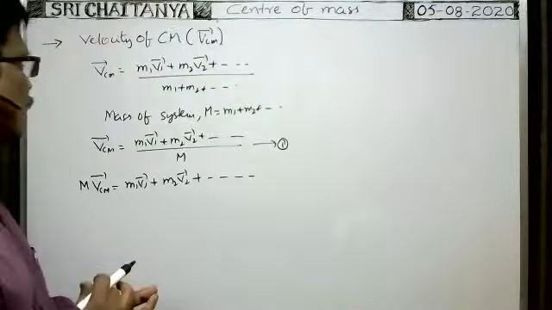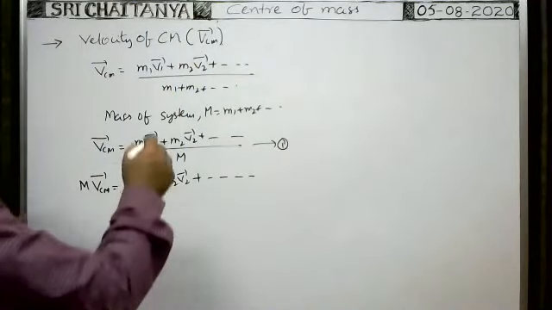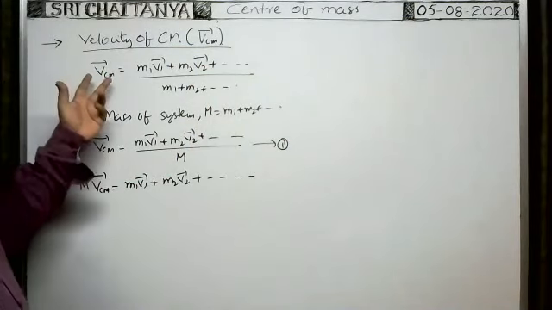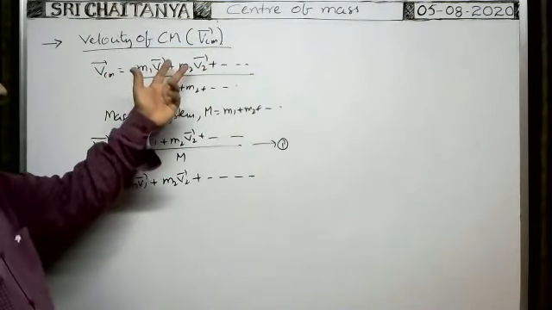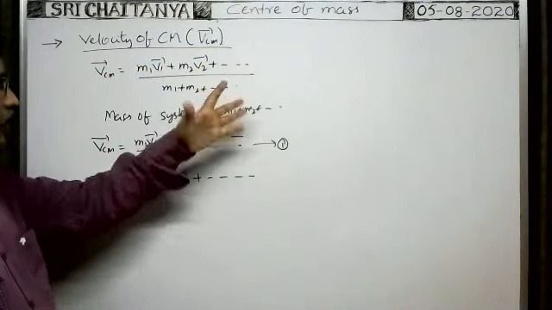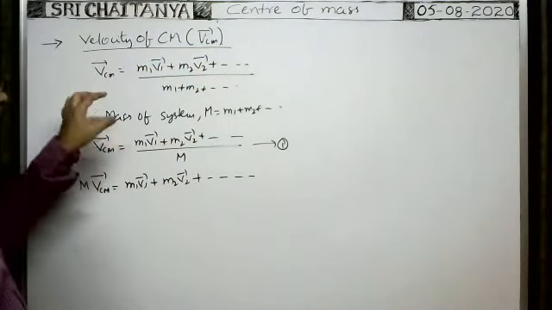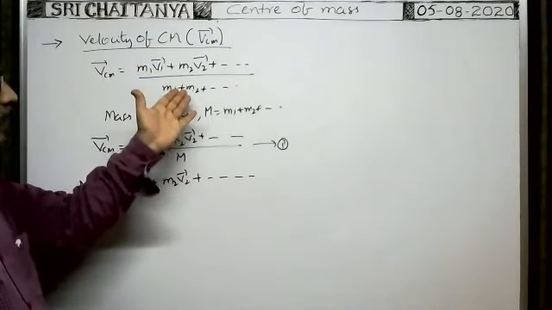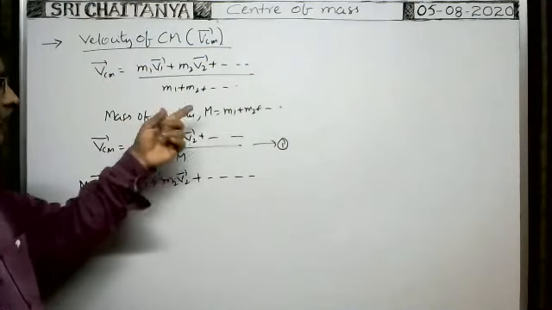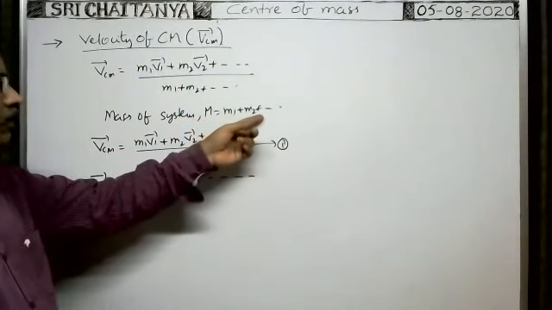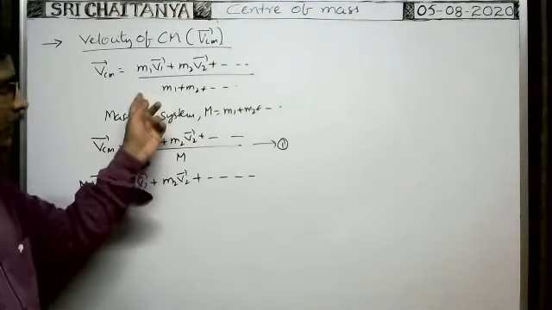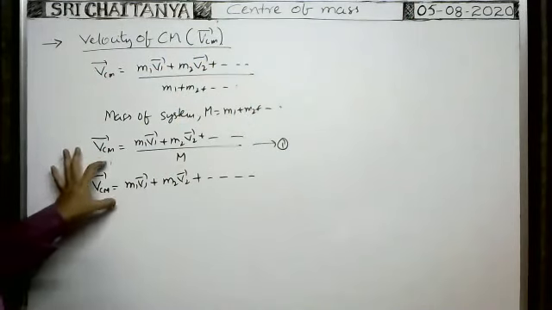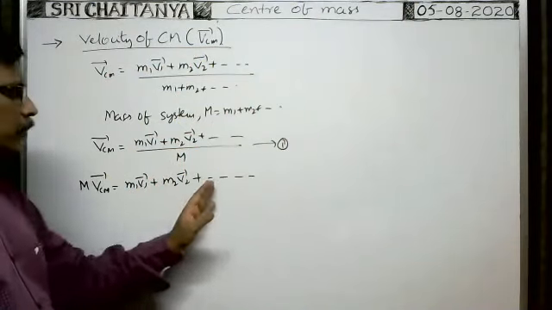In last class, we already derived the formula for velocity of center of mass. We got VCM bar is equal to M1 V1 bar plus M2 V2 bar plus and so on, by M1 plus M2 plus and so on. Here M1 plus M2 plus M3 and so on is the mass of all particles in a system, which is the mass of the system, capital M. Instead of this in the denominator, you write capital M. Then you do cross multiplication: M into VCM bar is equal to M1 V1 bar plus M2 V2 bar plus and so on.